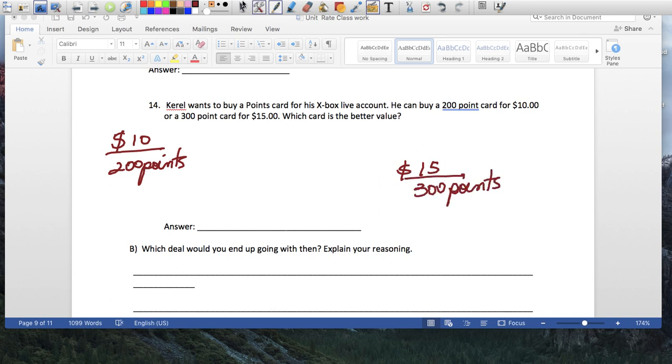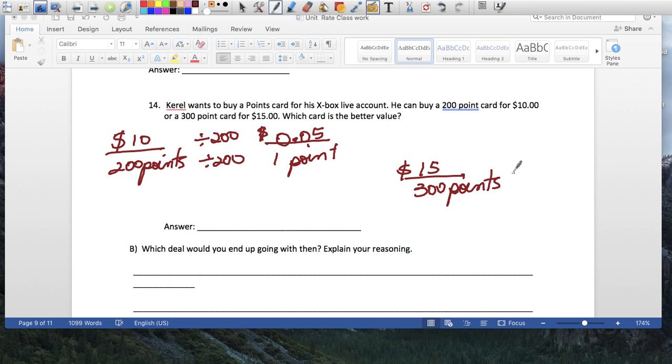Which one is better? Well, let's do this one. So divide this by 200, right? Divide this by 200. You're going to get 1 point. And 10 divided by 200 is going to be 0.05.